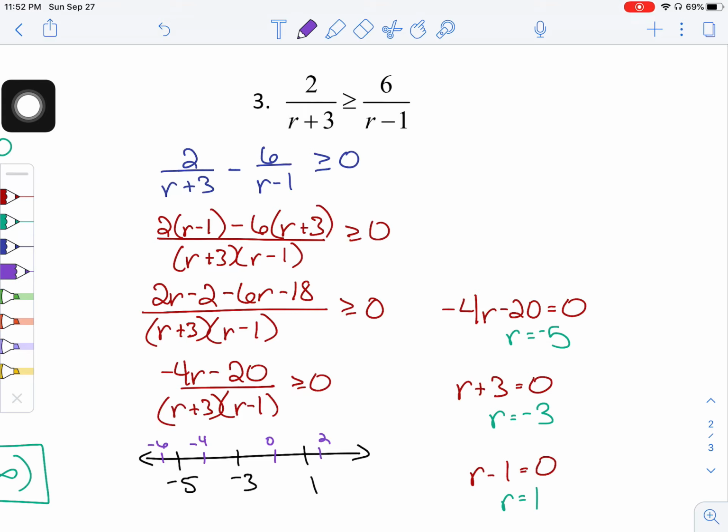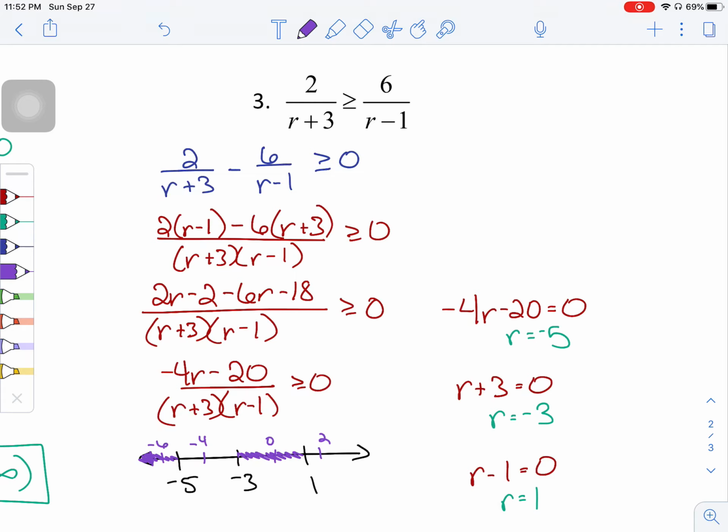So your first one, -6 does work. It makes a true statement when you test it. So we're going to go ahead and shade all of those values less than -5. If we test the interval between -5 and -3 with using the value of -4, it does not work. 0 does work. So I'm going to shade between -3 and 1. And the value of 2 does not work.